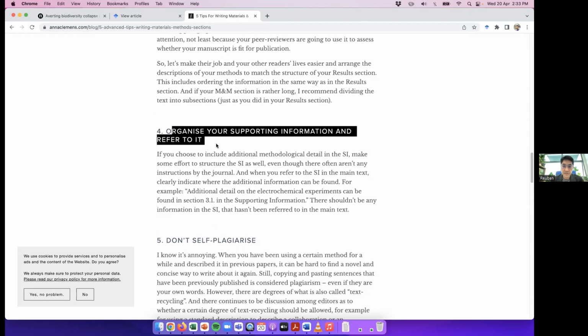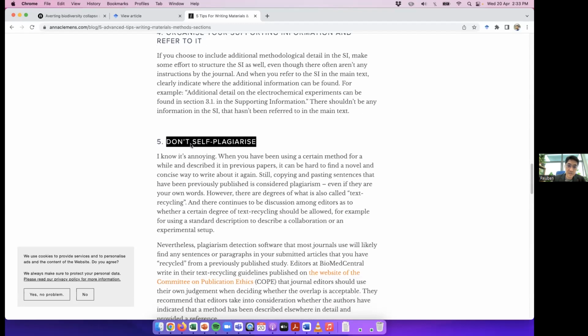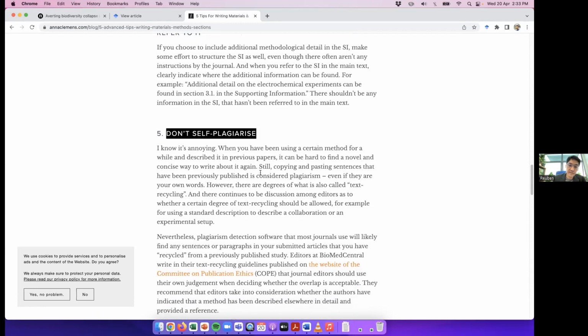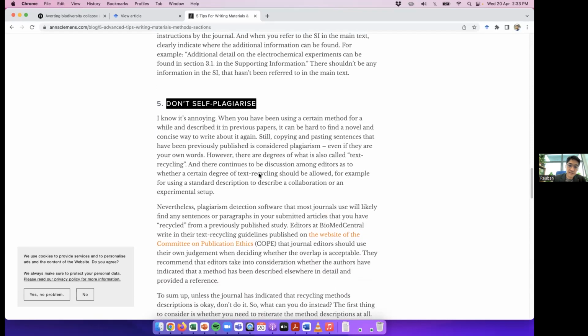Organize your supporting material and refer to it. Yep, that's what I mentioned just now. If there's too much information in materials and methods, try to organize it and just make reference to it at the end. And finally, don't self-plagiarize. Instead of just copying and pasting directly, you need to make sure you paraphrase and try to move things around.